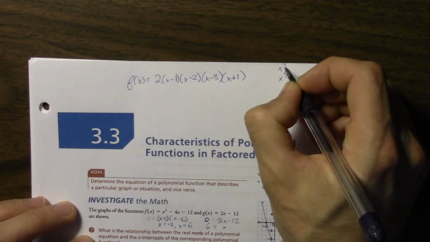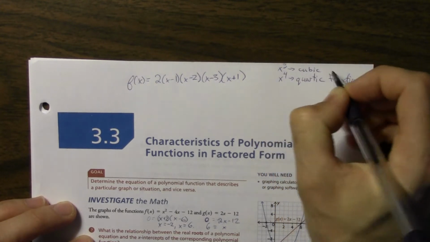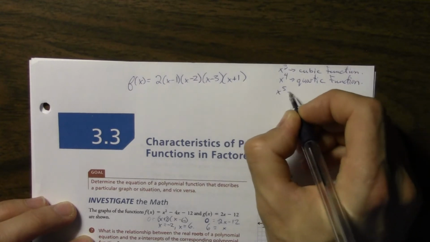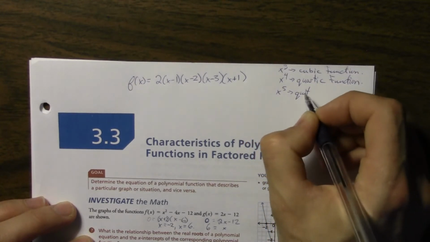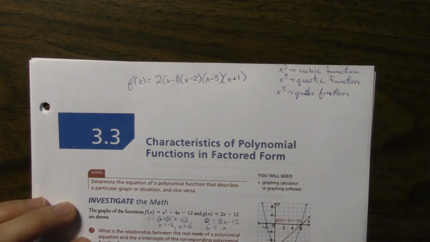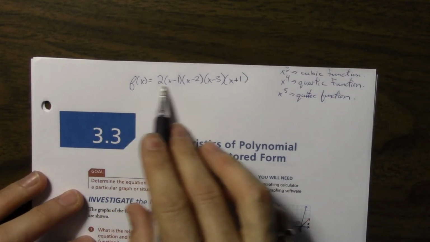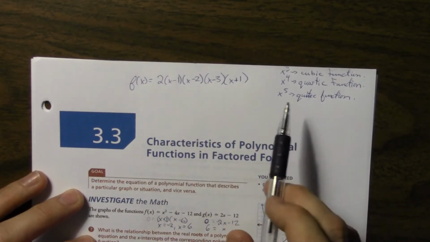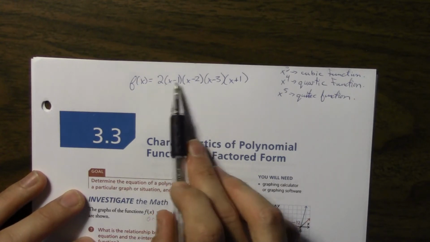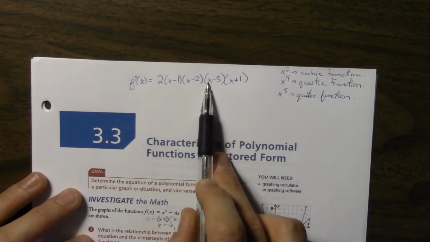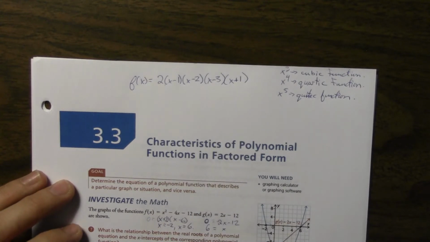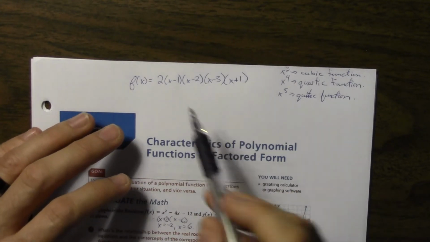X to the exponent of 3 is a cubic. X to the exponent of 5 is a quintic. Okay? So it gives us a quartic function. How do I know this is a quartic function? Because if I multiplied all the x's, that's going to give my highest exponent of x, right? So I'd have 2x times x is 2x squared. 2x squared times x is 2x cubed. Times x again is 2x to the 4. Okay, that's how I know this is a quartic function.